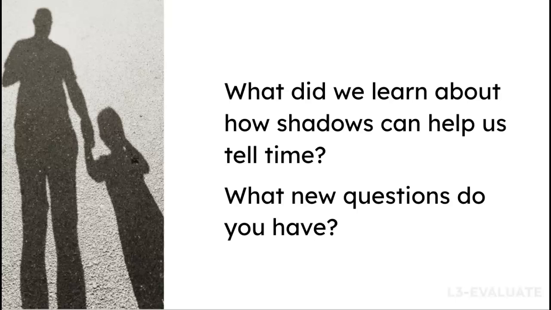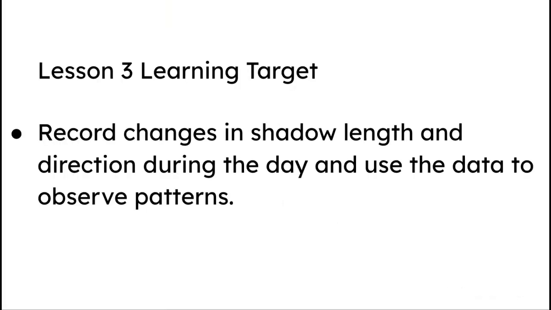To support student sense-making across the unit, orient them back to the driving question board. Ask, what did we learn about how shadows can help us tell time? And what new questions do we have? By the end of this lesson, students will have recorded changes in shadow length and direction during the day and used the data to observe patterns. In Lesson 4, students will figure out how the Earth's revolution influences the length of daylight hours throughout the year.